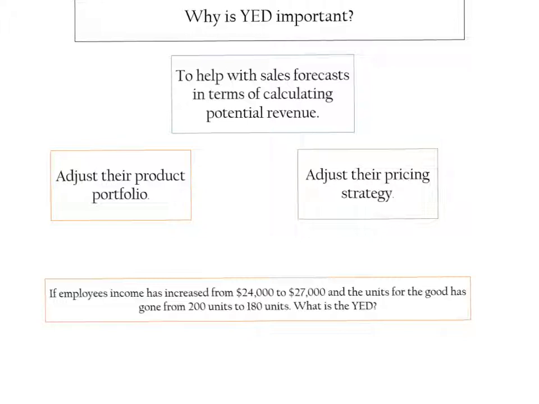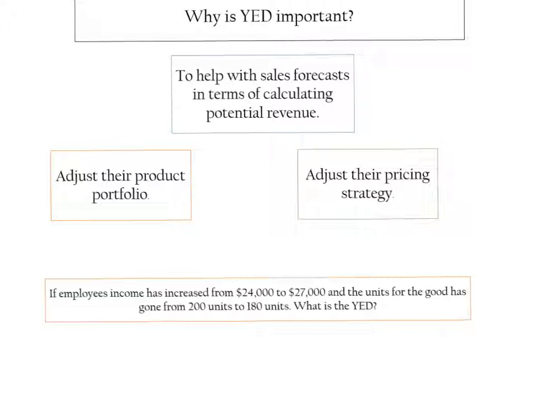Now, the best way of understanding income elasticity is simply to practice and to have a go at questions. Have a look at your textbooks, have a go at the questions within the textbooks, but I've got one here for you as well. If employees' income has increased from $24,000 to $27,000 and the units for the good has gone from 200 units to 180 units, what is the YED?